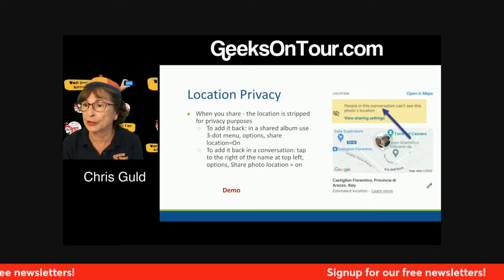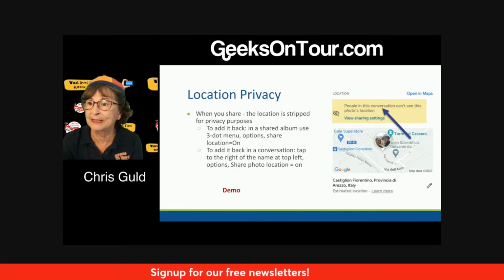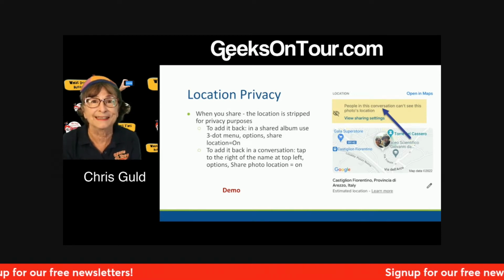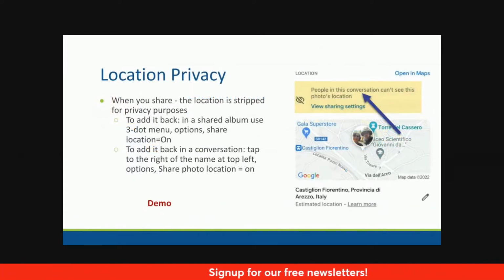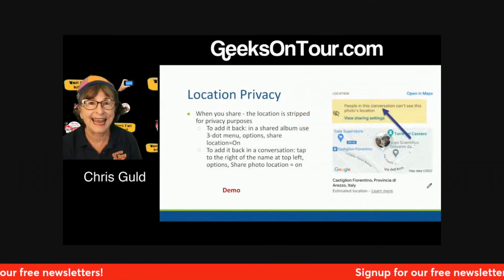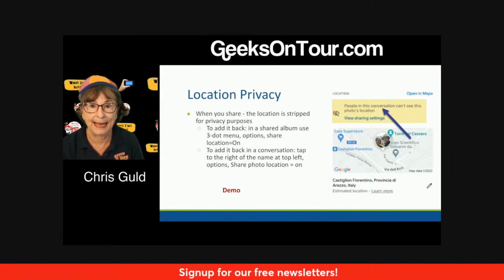So I want to show you that. On the screen there, see where it says people in this conversation can't see the photo's location. You can see it because you're looking at your photo. So it puts this notice up to let you know that the people who you sent it to can't see the location unless you turn that back on.